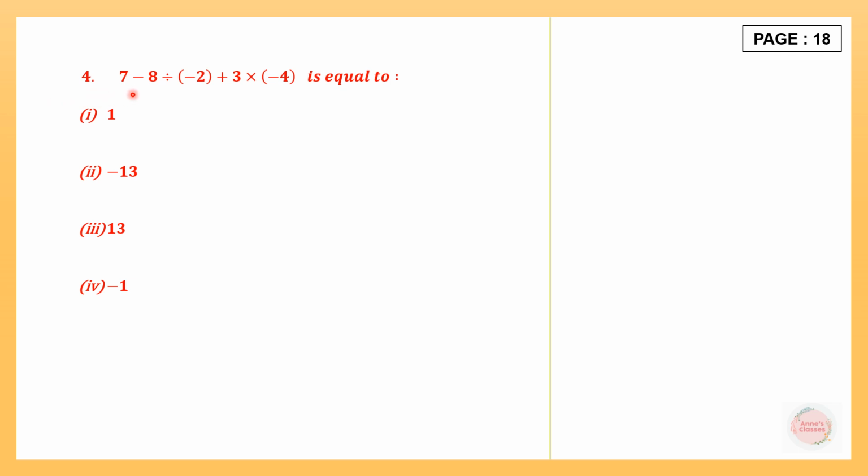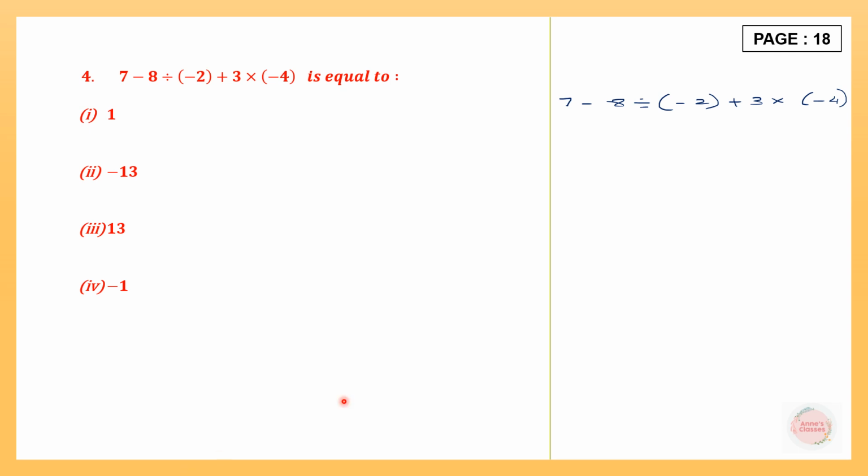Question 4. Again, we've been given this statement here. We have to work it out and see what the answer is equal to. It will be equal to one of these answers. So let's work this out and see. So that is 7 minus 8 divided by -2 plus 3 into -4. So be careful when you write it down. You mustn't miss out anything.